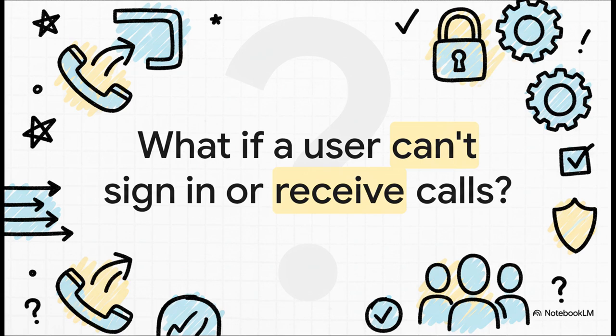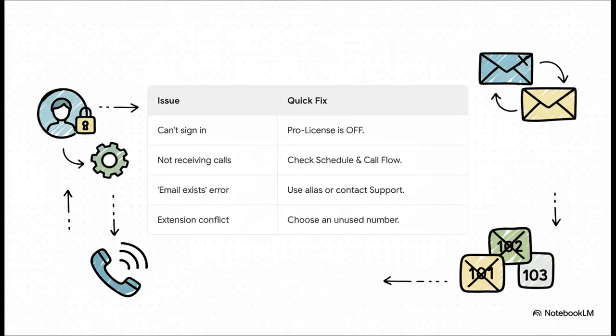It happens. But don't worry, because most of the common hiccups are actually super easy to fix. Let's go over a few of them so you know exactly what to do. This is your quick fix cheat sheet. If they can't sign in, 99% of the time, it's that pro license toggle. Just go make sure it's on.